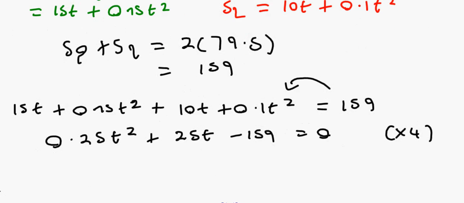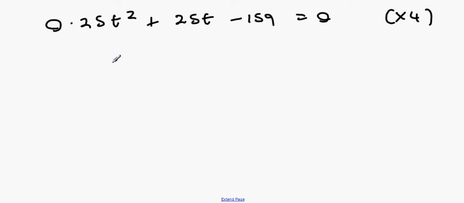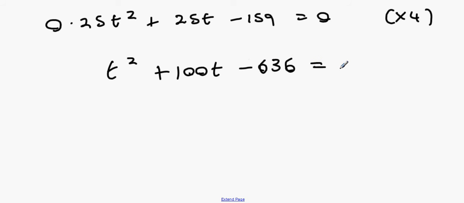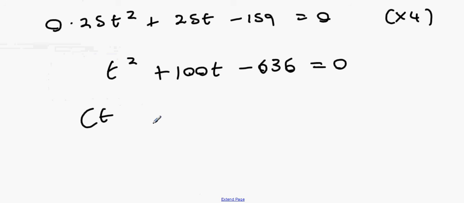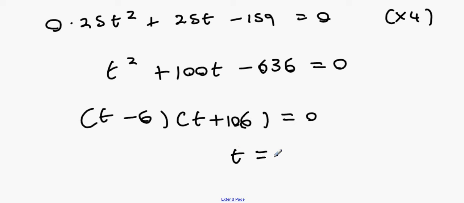You can go straight into the minus b formula if you want, but I'm going to do this: plus 100t minus 636 equals 0. Factorize this, or use the minus b formula, whichever one you want. When you do this, you're going to be left with t minus 6, or t plus 106 equals 0. Remember, t cannot be equal to minus 106 seconds, because time can't be negative, so t equals 6 seconds.